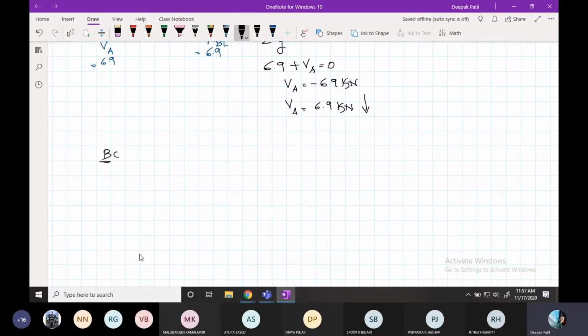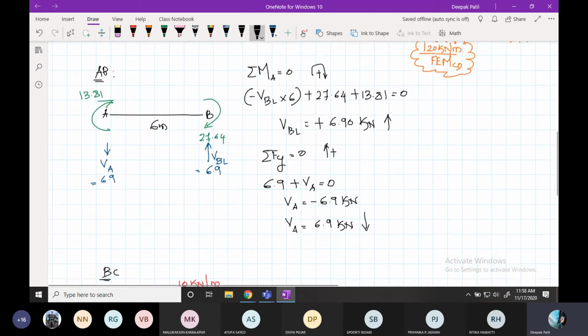OK, so let me draw that span BC. So this is your support B. This is your support C. And we also have a UDL. UDL is 10 kilonewton per meter. Okay. And this is 9 meters. Okay.